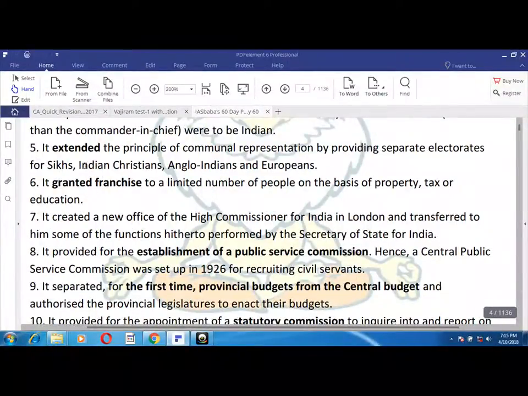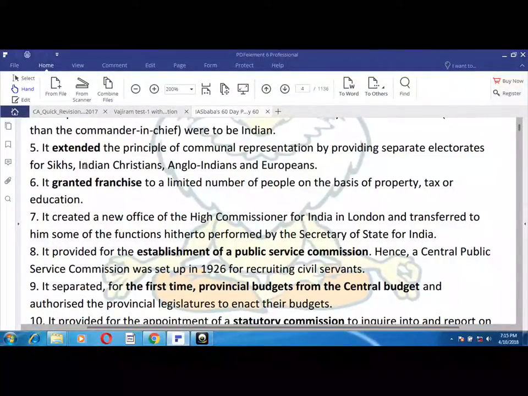Next, it extended the principle of communal representation by providing separate electorates for Sikhs, Indian Christians, Anglo-Indians, and Europeans. It granted franchise to a limited number of people on the basis of property, tax, or education.